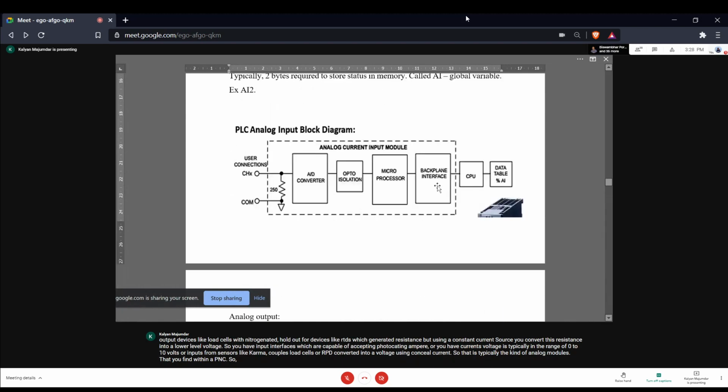So what's the block diagram? As you can expect, there is the input voltage. Again, you have low pass filters and all that for suppression of noise.